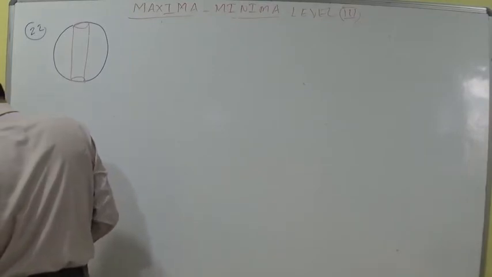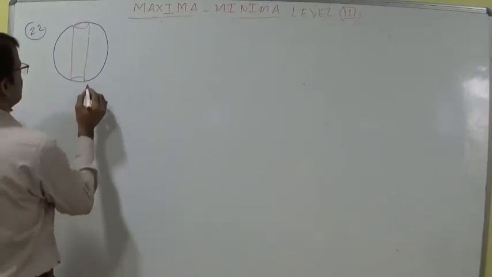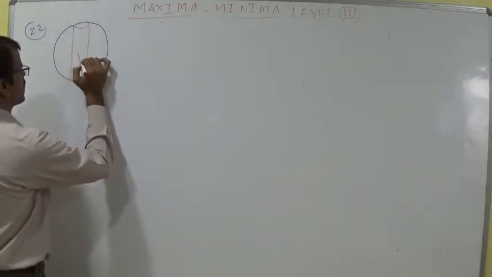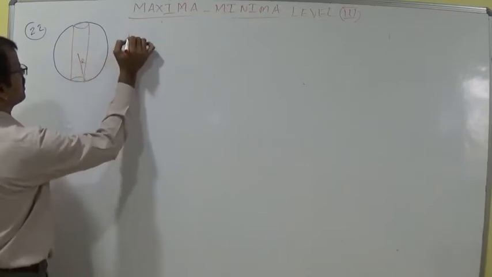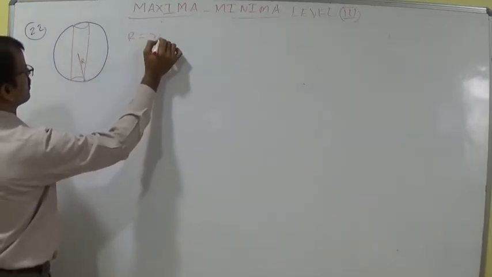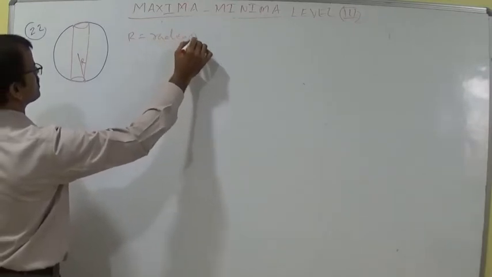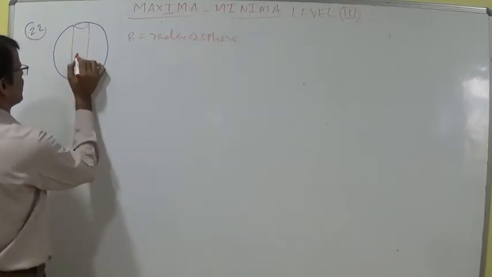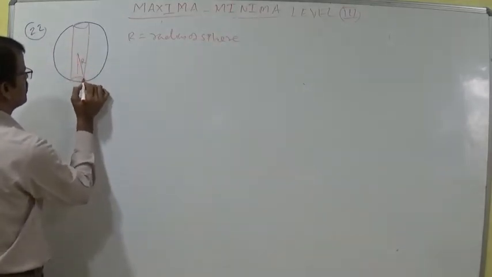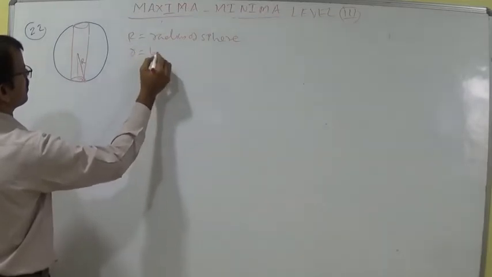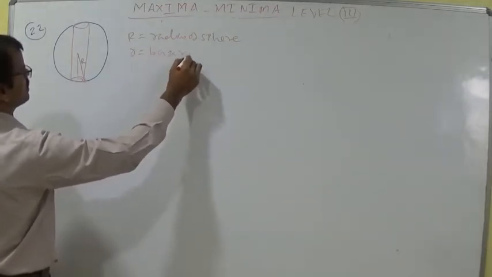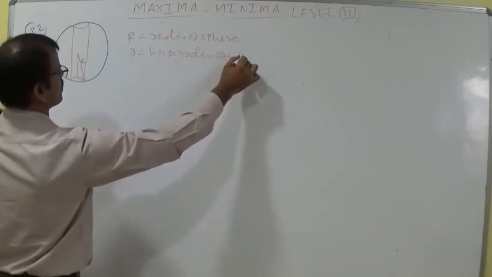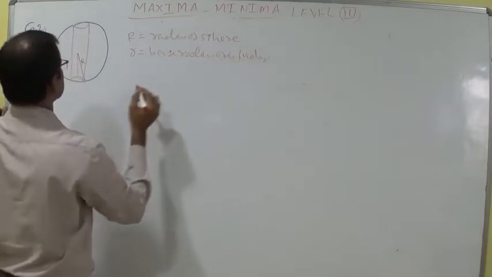The radius of right circular cylinder of maximum volume. This is having maximum volume. This is the center. Indicate with capital R: capital R is the radius of the sphere. And small r is the base radius of the cylinder.